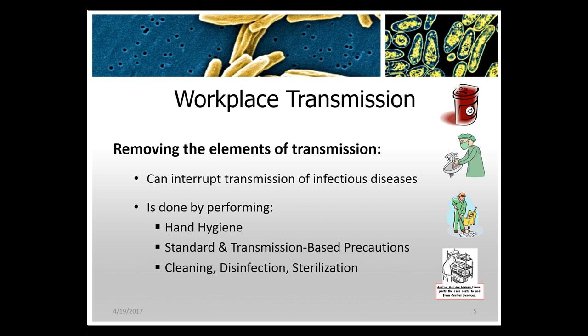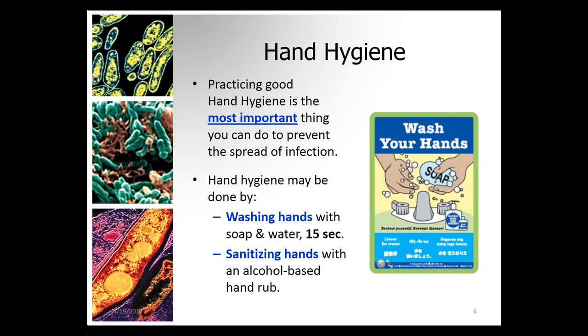Next slide. We can remove the elements of transmission by performing hand hygiene, standard and transmission-based precautions, cleaning, disinfection, and sterilization. This can interrupt the transmission of the infectious diseases. Next slide. Hand hygiene is at the very top of the list of what we should be doing. Practicing good hand hygiene is the very most important thing that any of us can do to prevent the spread of infection. Hand hygiene may be done by either washing hands, that's soap and water, 15 seconds of sudsing, or sanitizing hands with an alcohol-based hand rub.